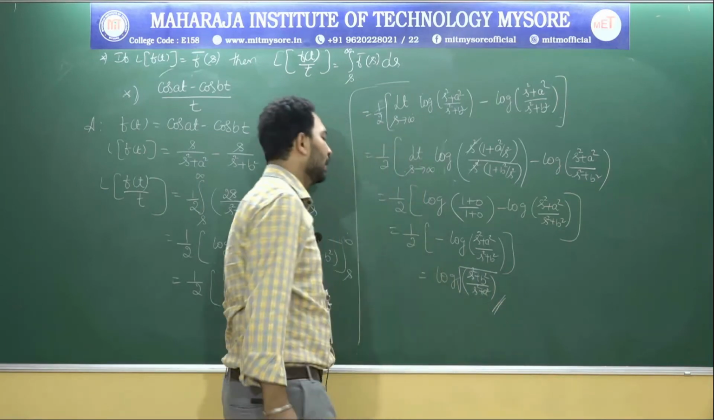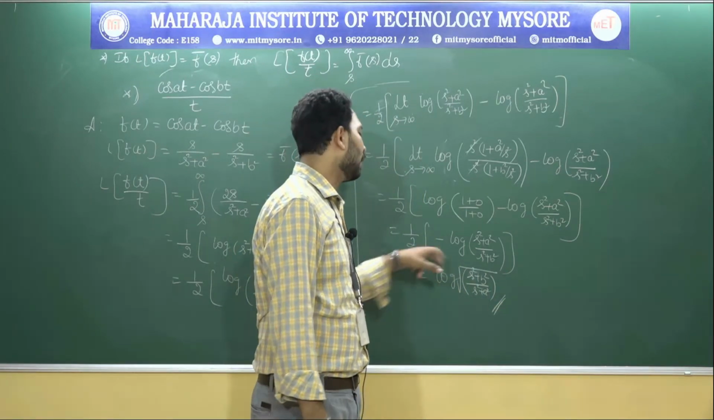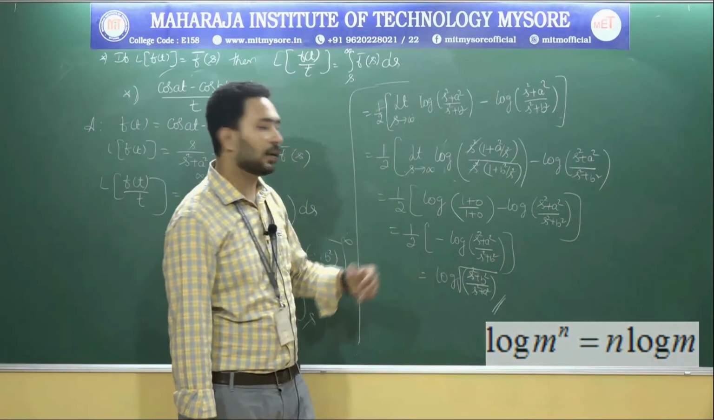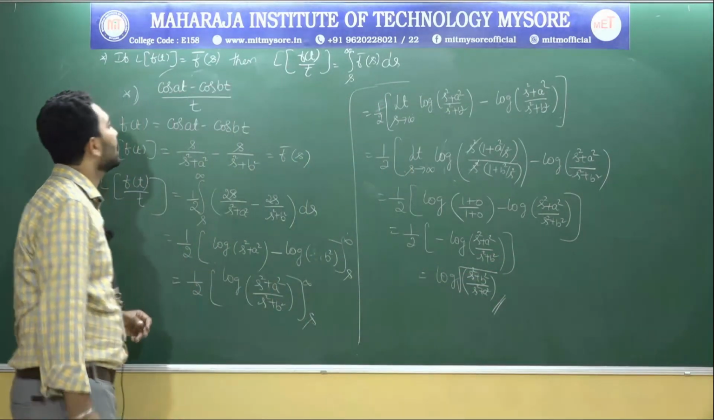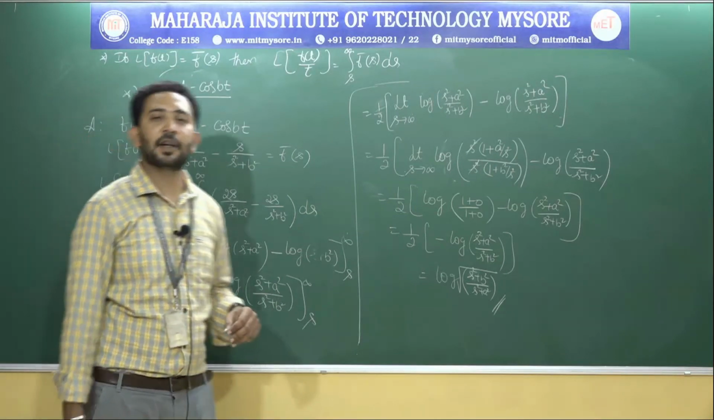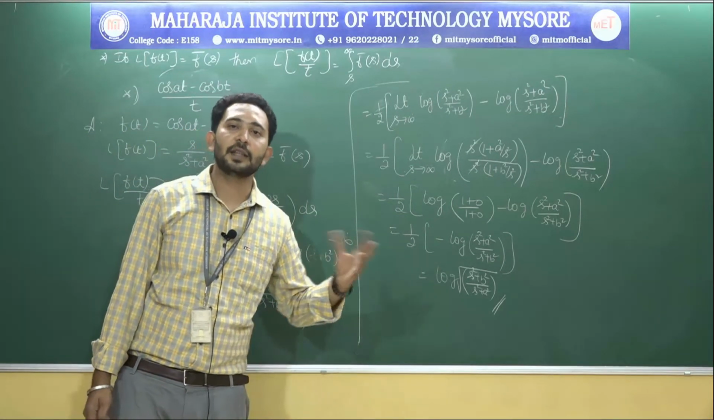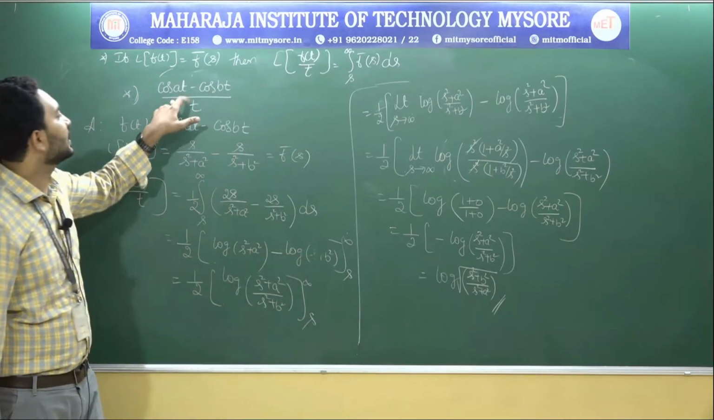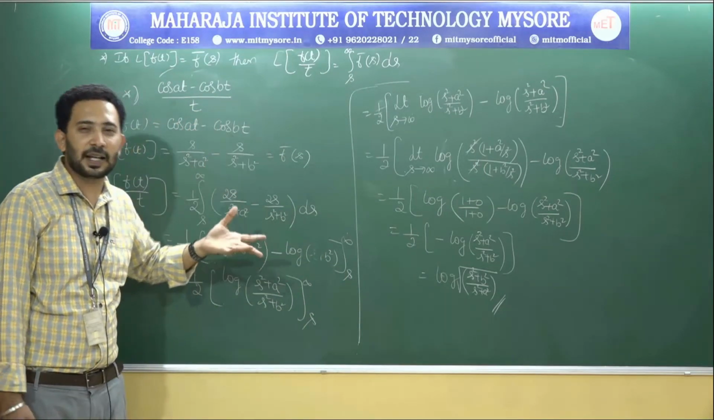By using that 1 by 2 we can write log of square root of this, n log m is log m power n, that is power 1 by 2. So this is the required result for cos at minus cos bt divided by t. In some question papers we can find the question as cos 6t minus cos 2t divided by t, like that.